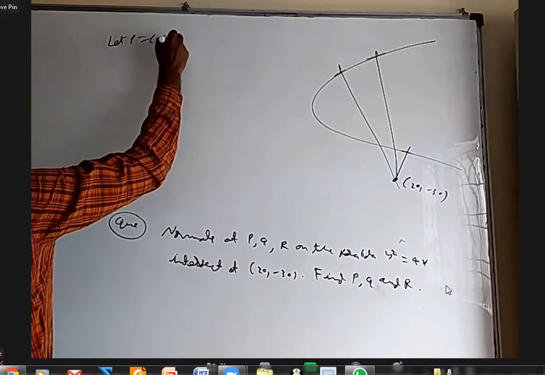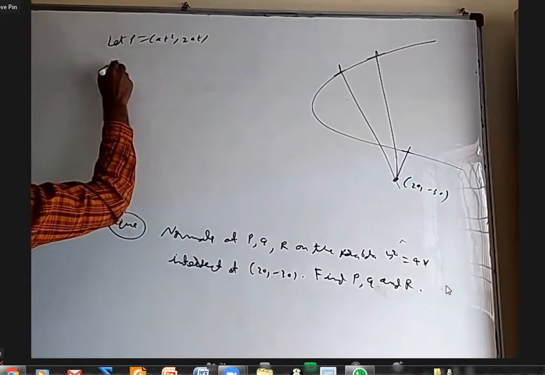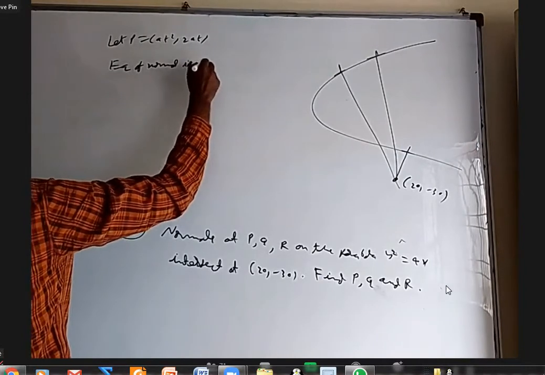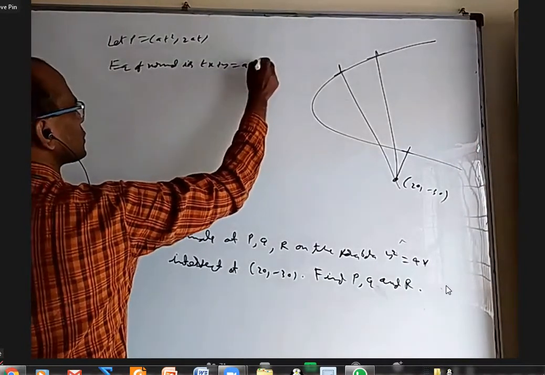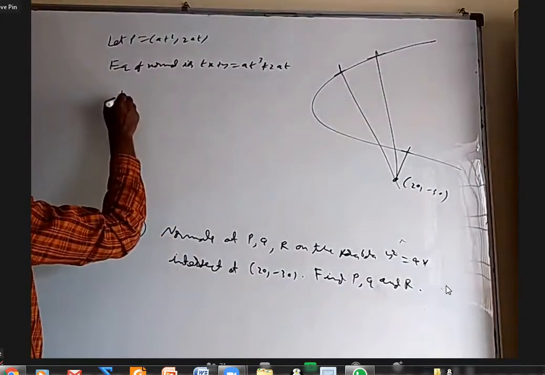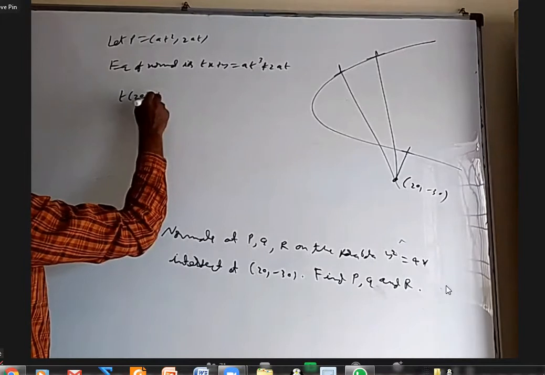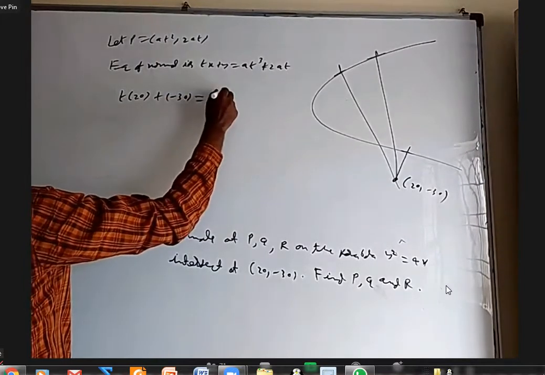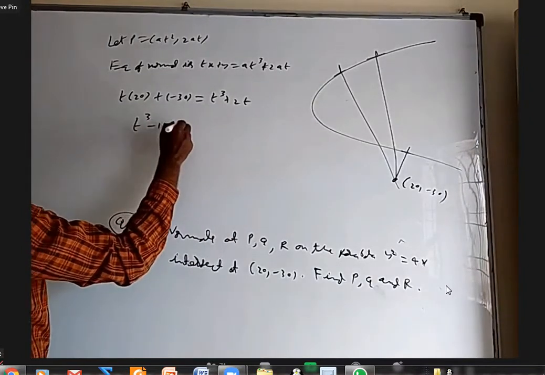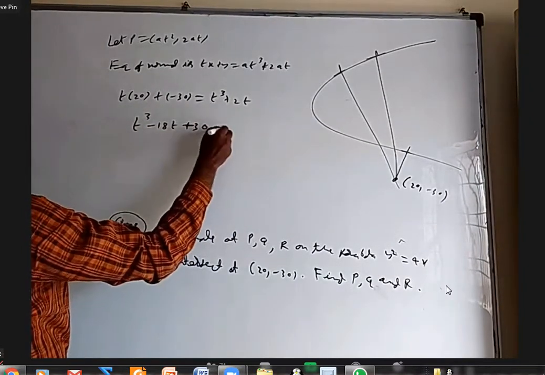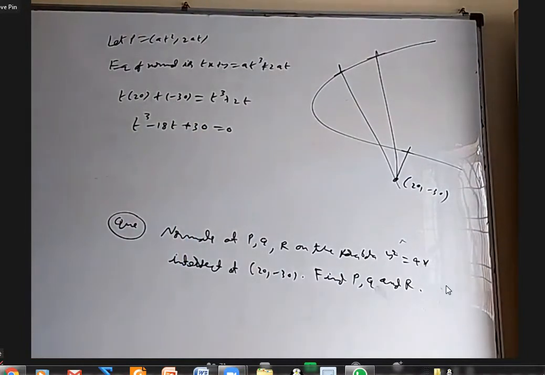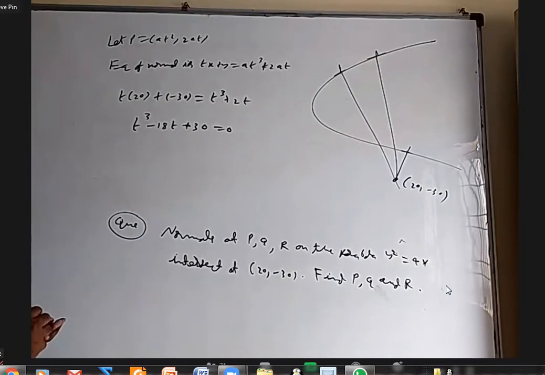Let P be equal to at square comma 2at. Equation of normal is tx plus y is equal to 2at plus at cube, which passes through 20 comma minus 30. So t into 20 plus minus 30, a is 1, t cube plus 2t. Present that side, t cube minus 18t plus 30 equal to 0. I think by trial and error, t equal to 2 is a solution.